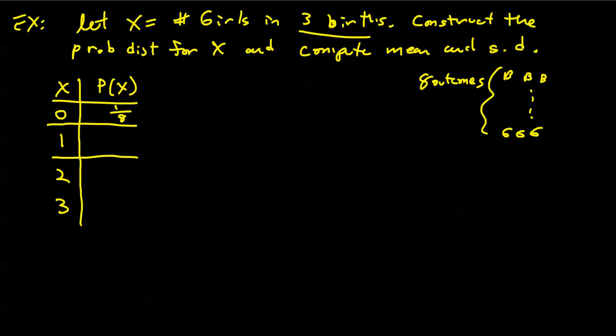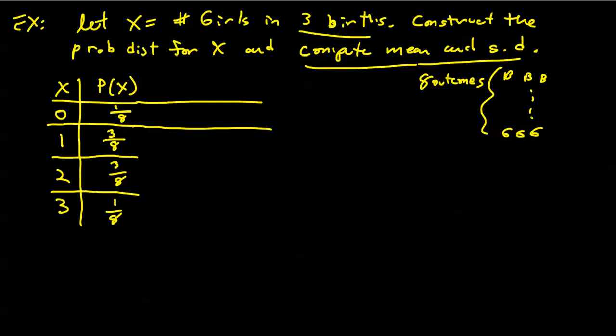How many of those outcomes will have 1 girl? Well, if you've got 1 girl, you've got 3 slots for that 1 girl, divided by 8 possible outcomes. Let's see, 2 girls. 2 girls means 1 boy, and again, 3 possible slots for that 1 boy, so 3/8 probability for 2 girls. And 3 girls, well, only 1 of those outcomes out of 8 has 3 girls, right? 1/8 probability. Alright, I want to now compute the mean and the standard deviation. So I'm gonna make 2 more columns here.